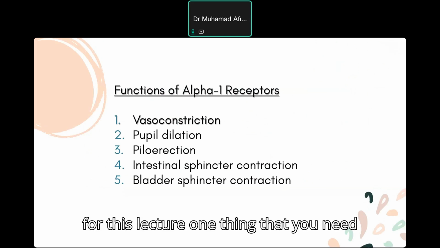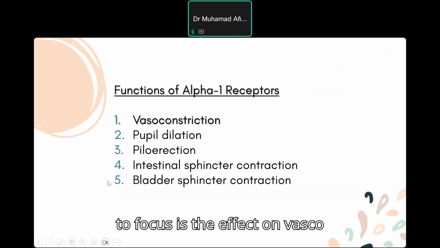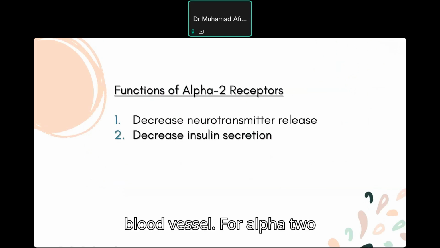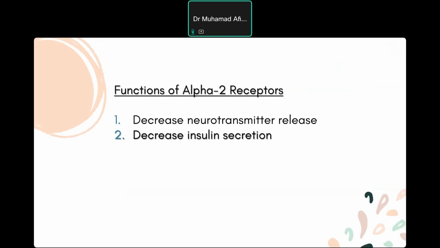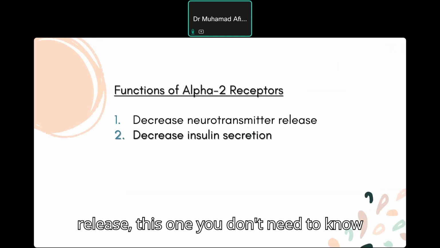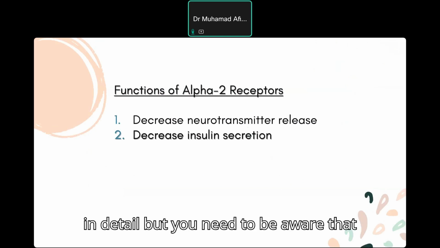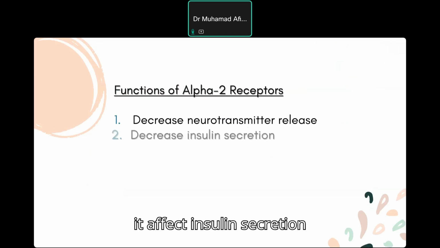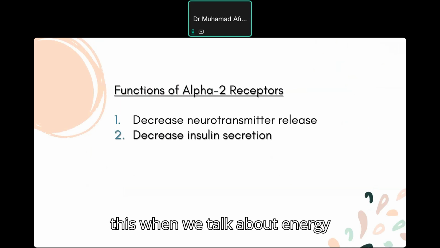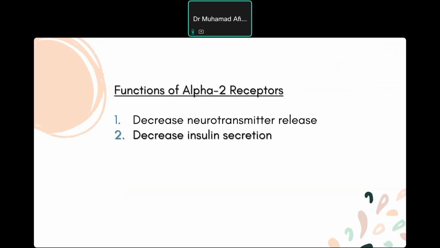But for this lecture, one thing you need to focus on is the effect on vasoconstriction, which is in your blood vessels. For alpha 2, they have an effect on neurotransmitter release. You don't need to know it in detail, but you need to be aware that it affects insulin secretion. This is relevant when we talk about the energy needed in response to stress.